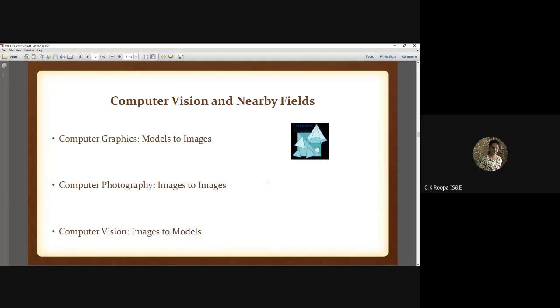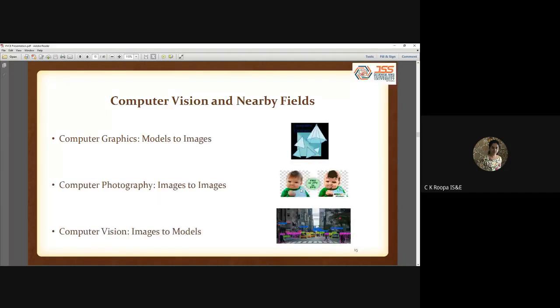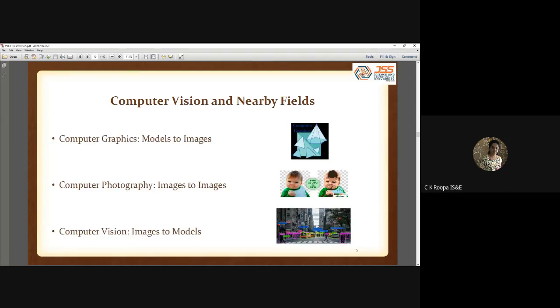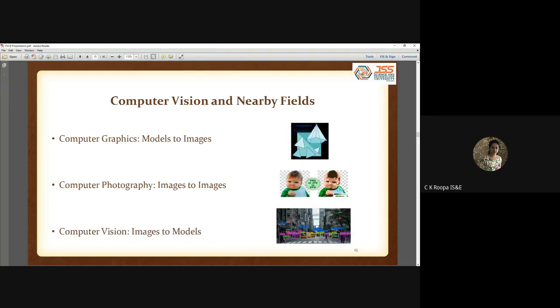If you see this, there is one image which is clear, but the output image is not as clear. You do some image processing over this original image, and you arrive at this output image. That is basically computer photography. And lastly, you have computer vision, where you have images. Can you convert those images into a model? For example, if you see a person walking over the street.